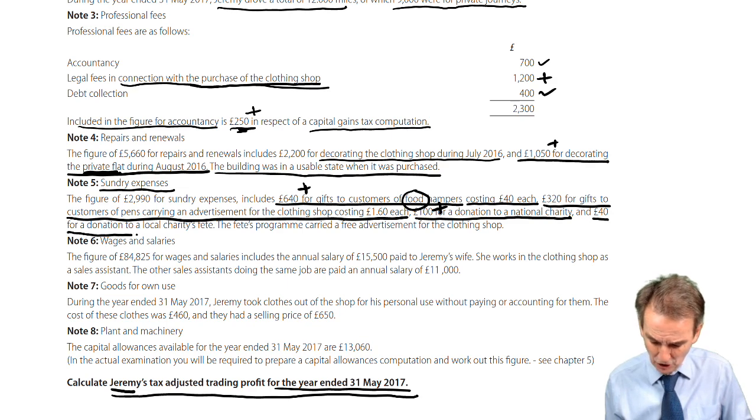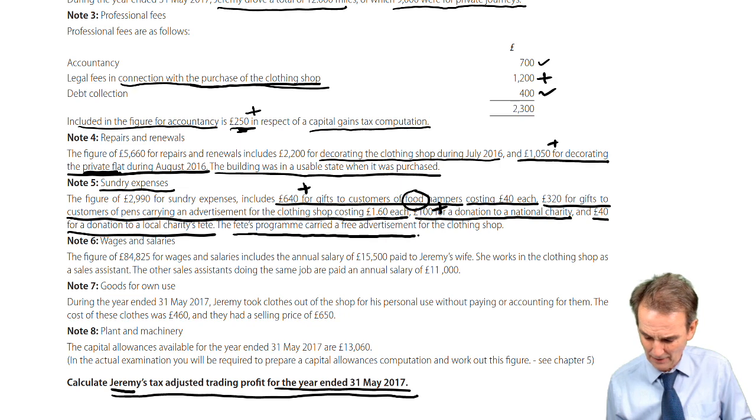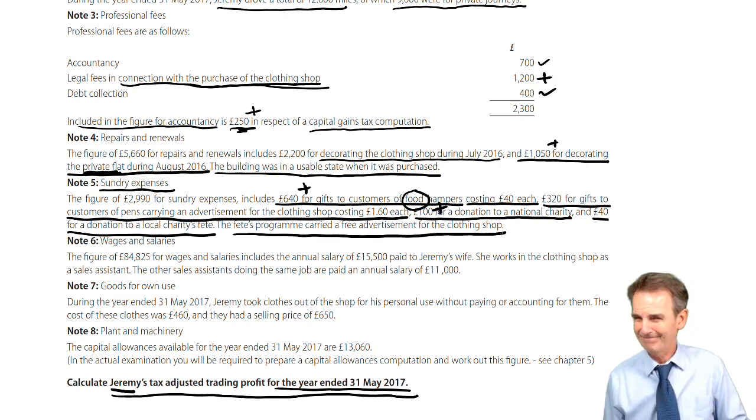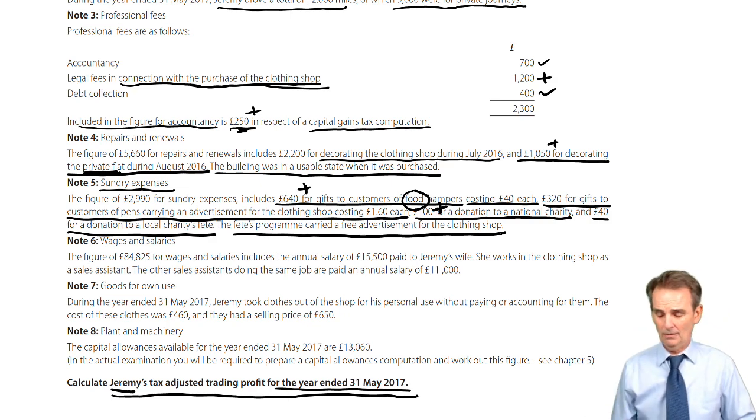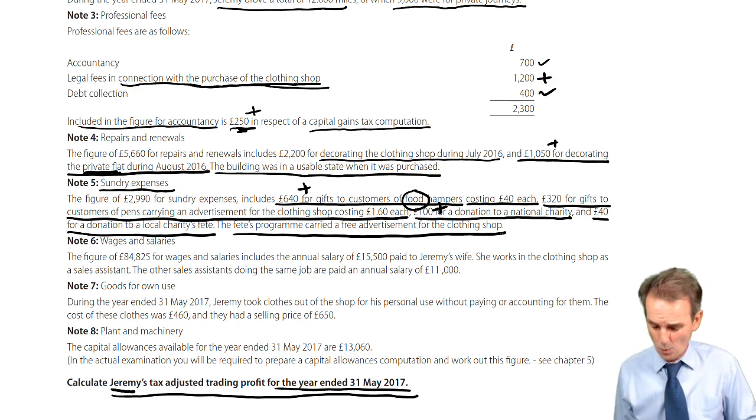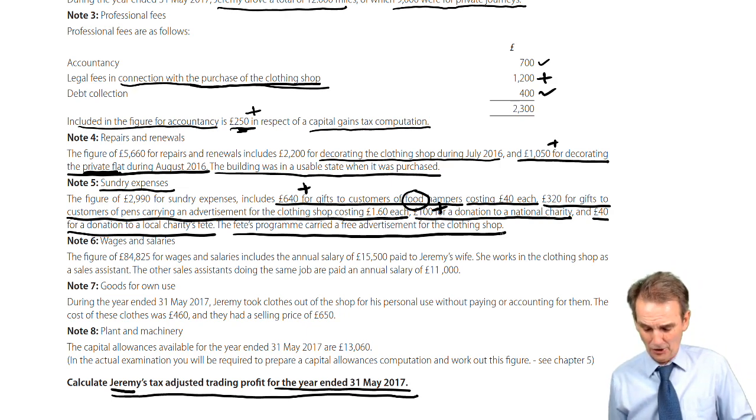£40 for a donation to a local charity's fete. The fete programme carried a free advertisement for the clothing shop. What do you reckon to that? It's small, it's local, it represents an advert. Yeah, this is fine. That, therefore, will be an allowable expense.